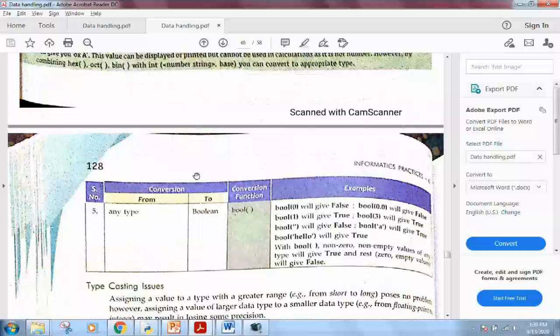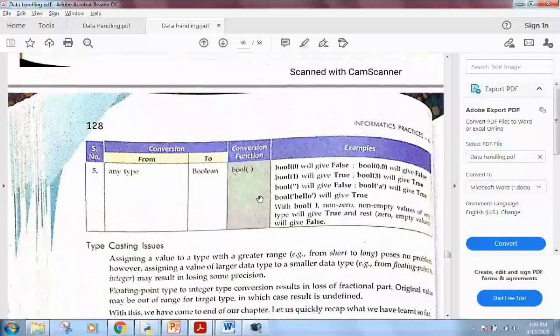Boolean data type is also there, which converts 0 into false, and 0.0 too. Any non-zero value is converted into true by bool.